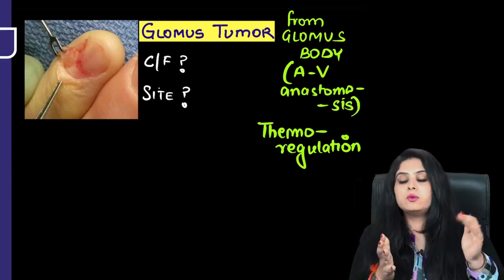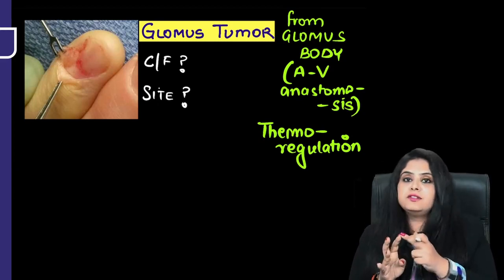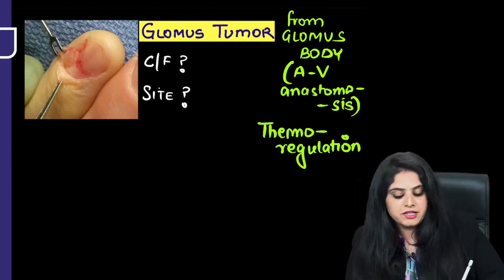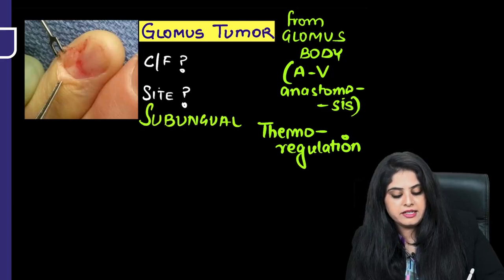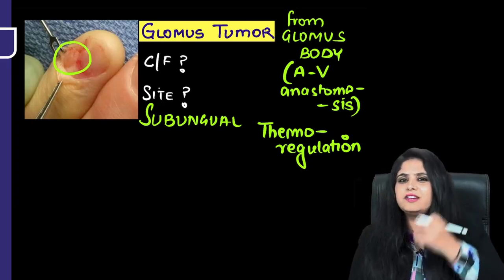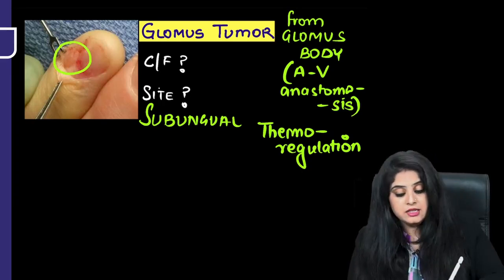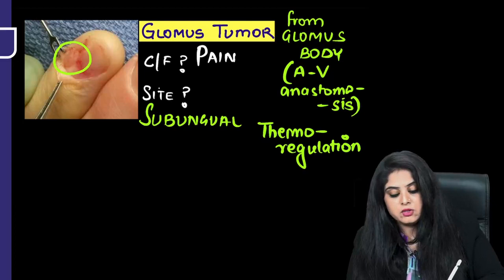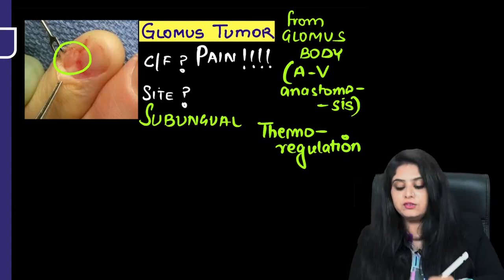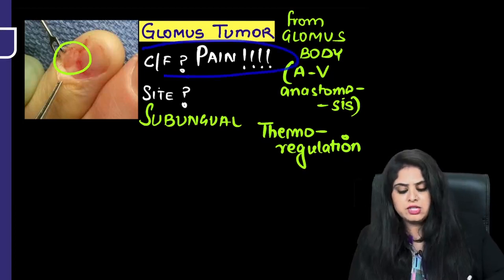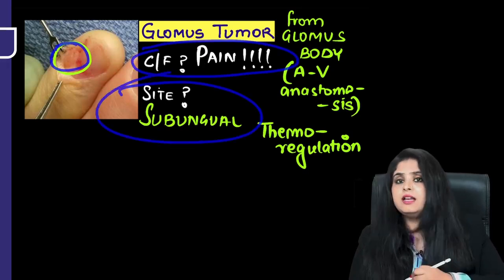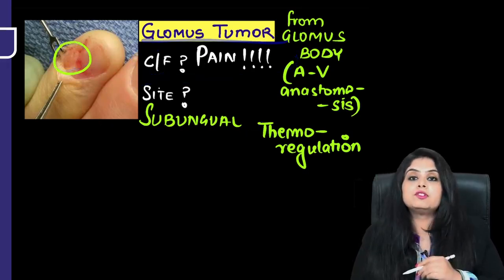From that, the tumor arises. So if the glomus body is on the fingertip, the tumor will also be on the fingertip. The site of the tumor is going to be subungual, that is the nail bed, and it's hardly a pea-size, 1 centimeter tumor, but the amount of pain that it causes is excruciating. So these two histories are given: an excruciatingly painful lesion on the nail bed, and that is a glomus tumor.